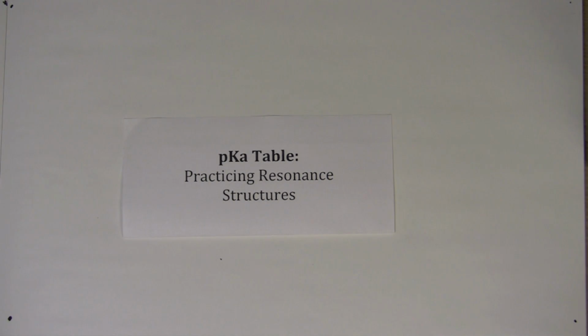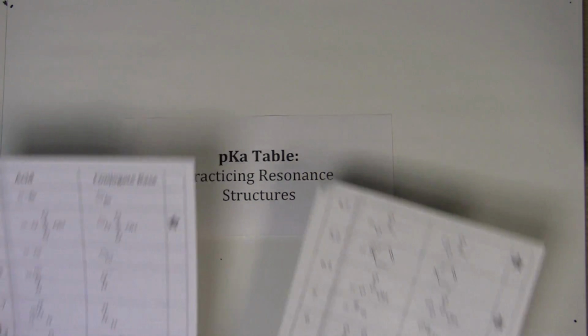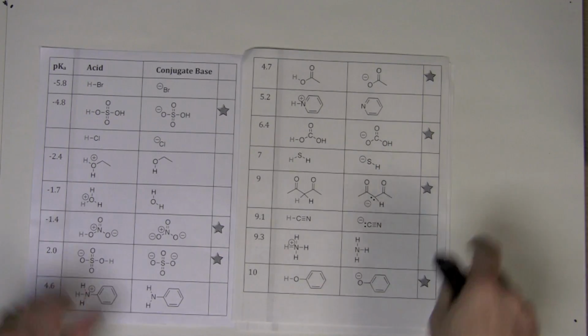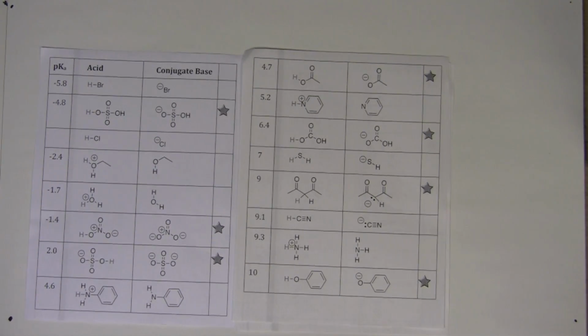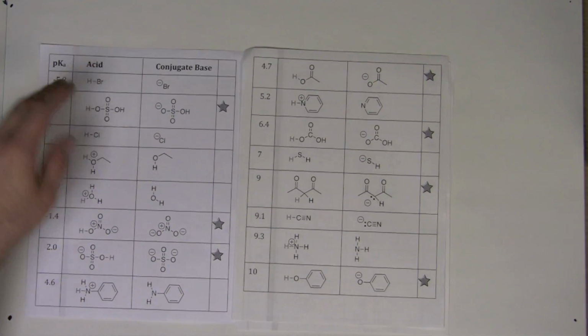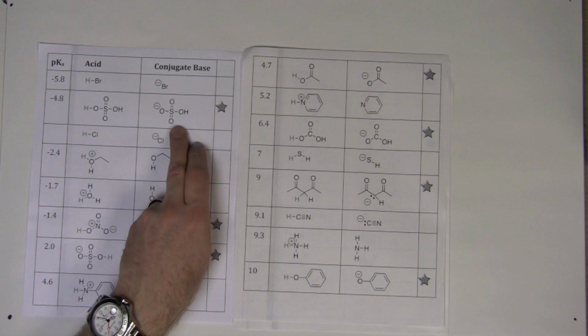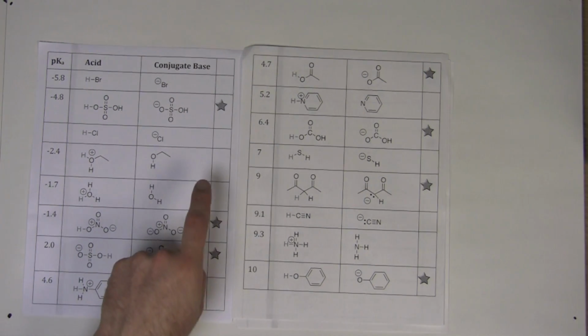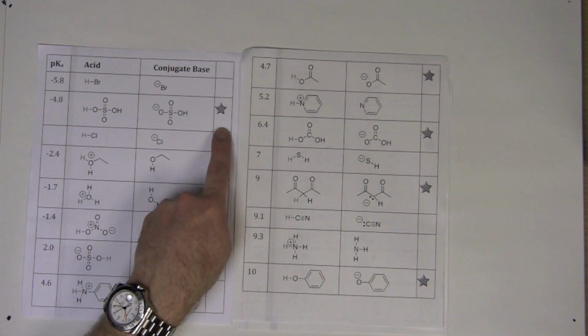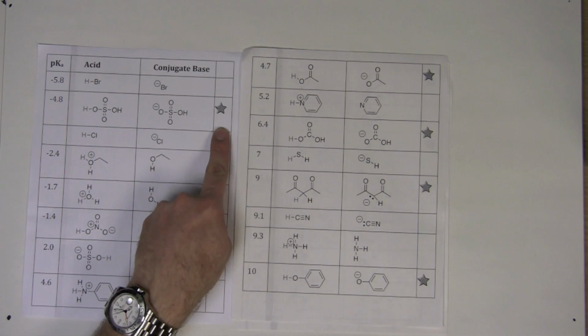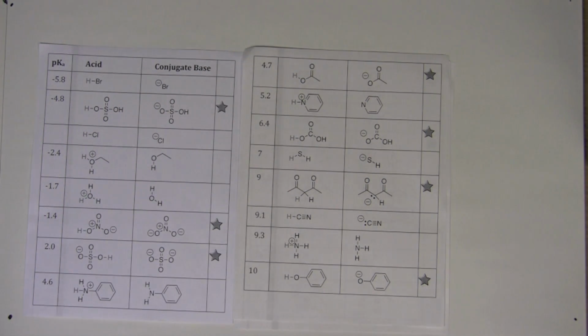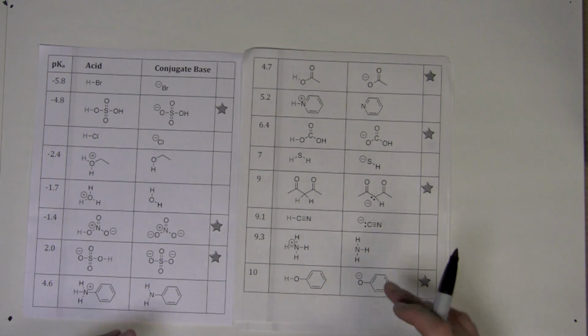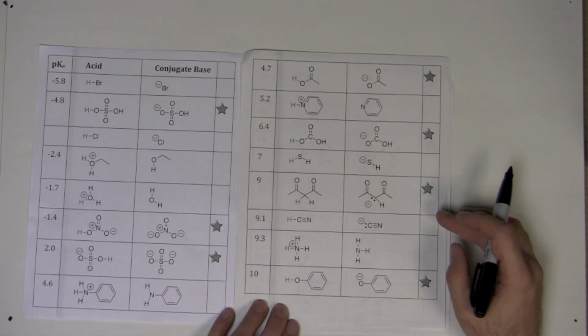This organic video short shows how to use the pKa table to practice drawing resonance structures. On the table of common organic molecules, you'll see that each of the conjugate bases that have a resonance structure has a star next to it in the fourth column. There are 15 on the table, and each of these has at least one, if not more, resonance structures.